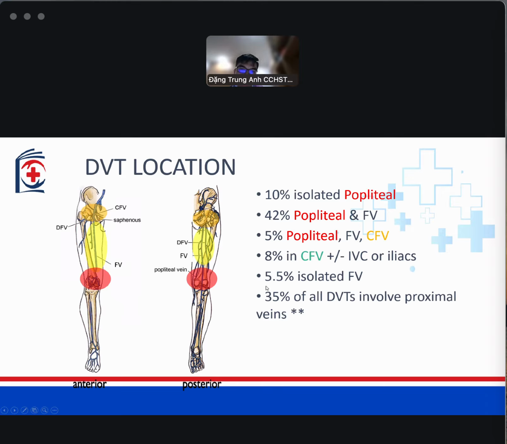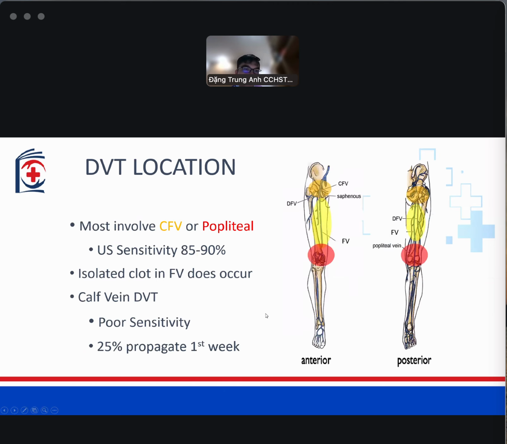5.5% of patients have isolated FV thrombus, and 35% of all DVT involve the proximal vein. So all the DVT mostly involve the CFV or popliteal veins, and the ultrasound sensitivity for this finding is 85 to 90%.